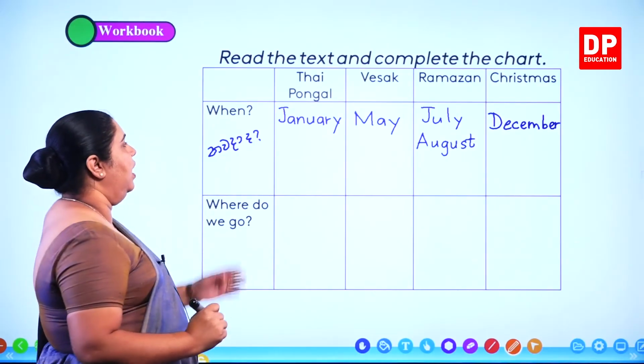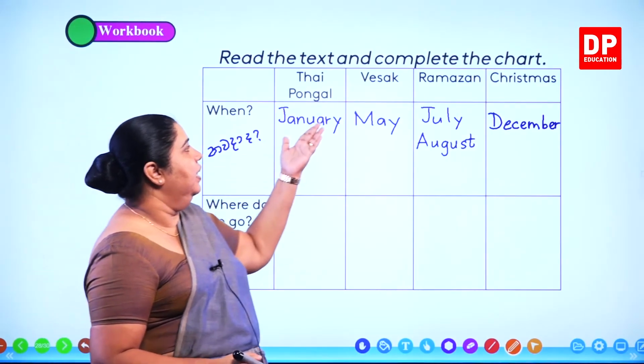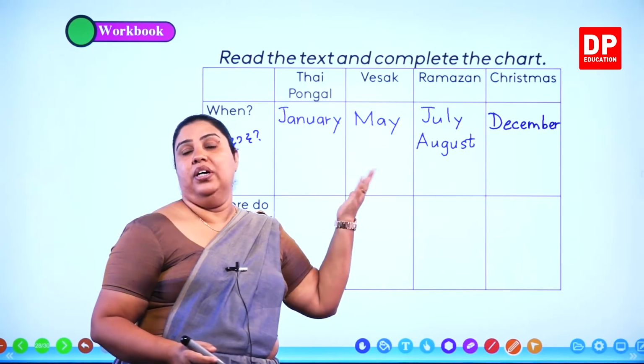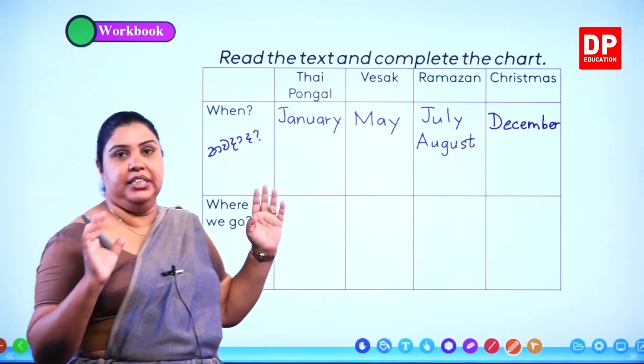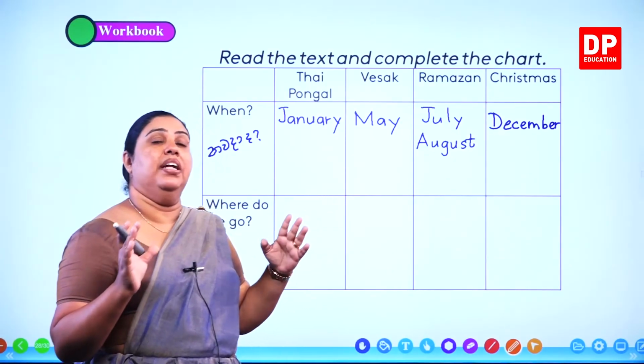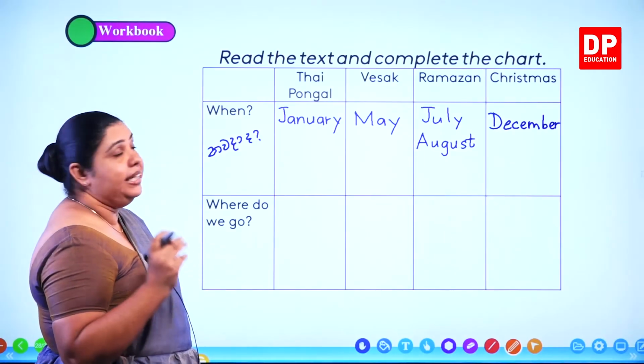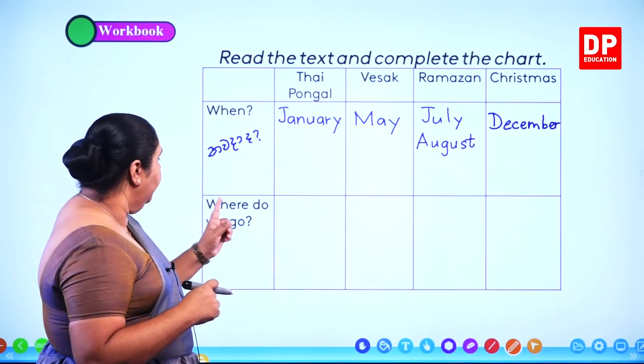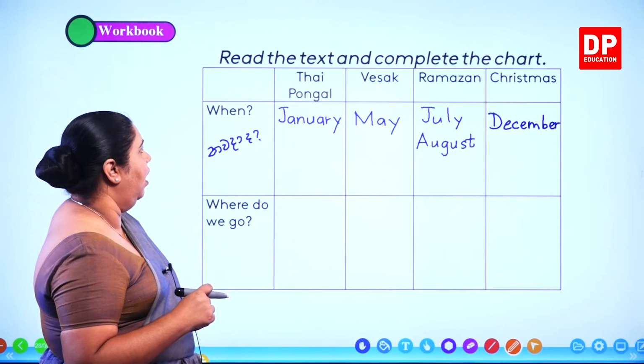Right. So you have to answer in which month? January, then May, July, August, December. You have to write the month because in our presentation they have given us the month. Right. So next question. Where do we go?